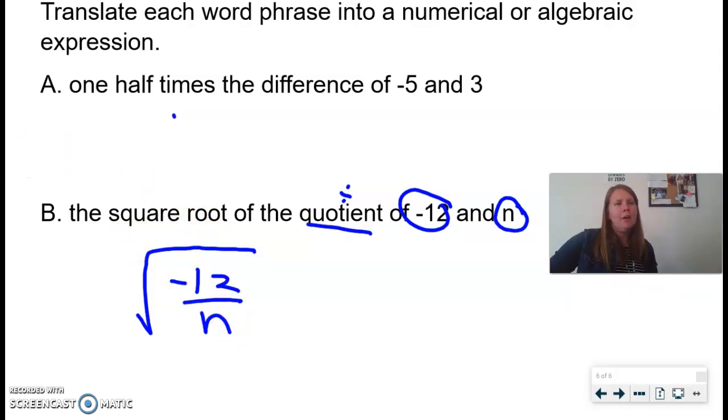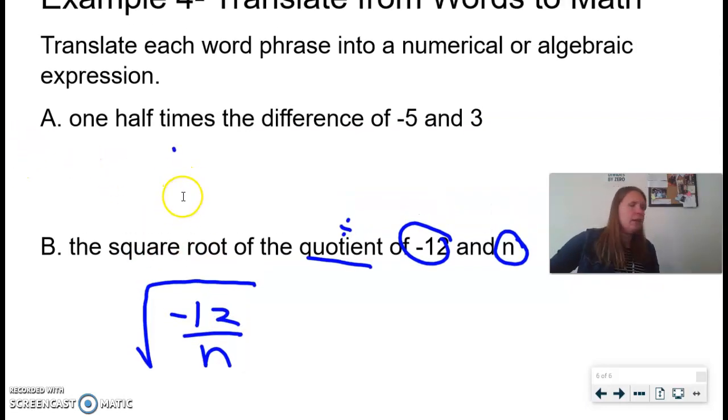All right. I want you to try and see if you can write out this one. 1/2 times the difference of negative 5 and 3. Okay, so write it in that text box over to the right. I'll come back and check in with you here in just a minute.